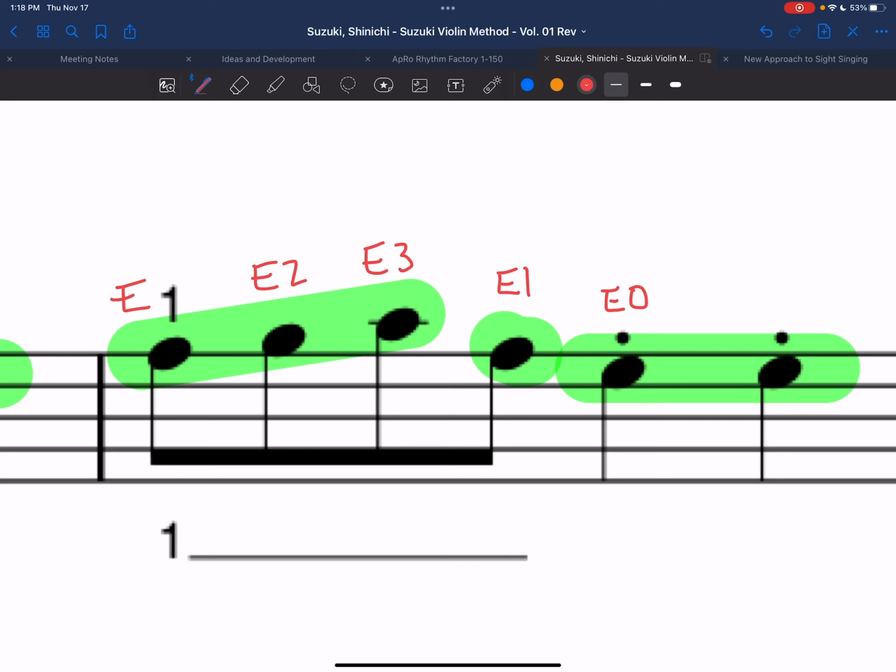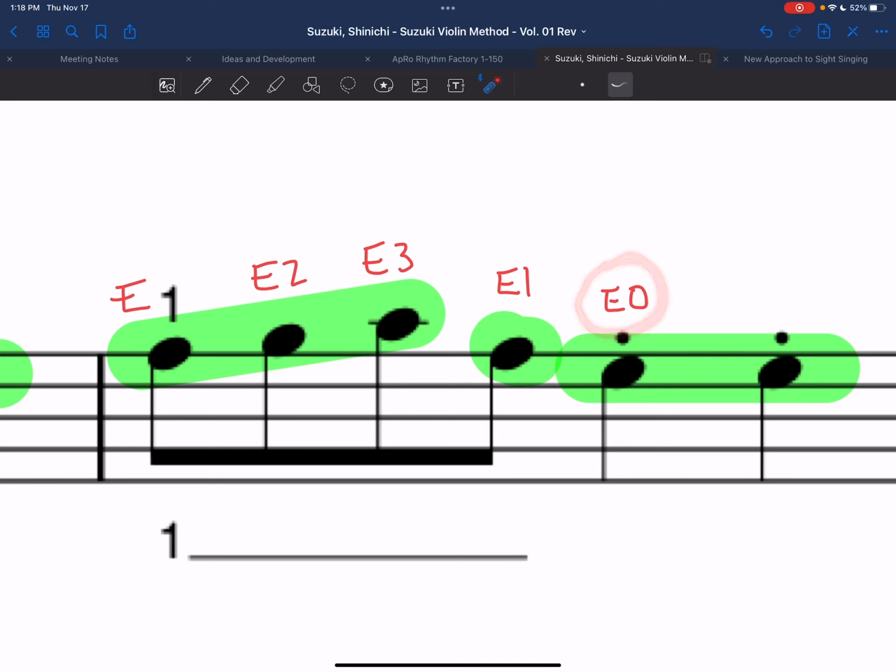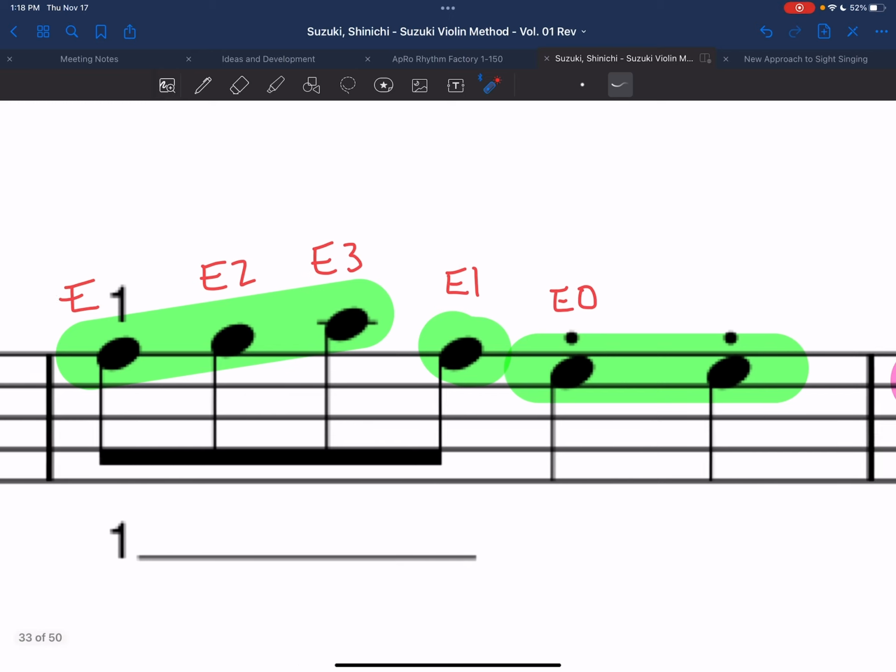Really, we don't need to write every single note. As long as we start seeing that our pattern is going up, we should recognize that we have 1, 2, 3. So we don't necessarily need to write this one. We probably don't need to write this one since it's repeated from here. And we should hopefully start to recognize E0 as being at the top of the staff.